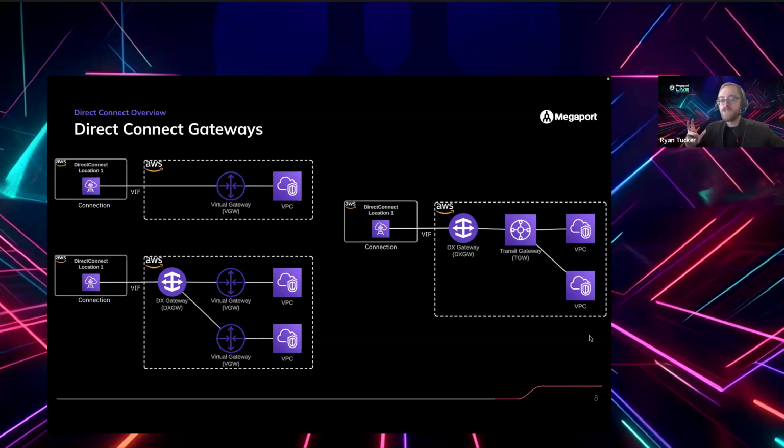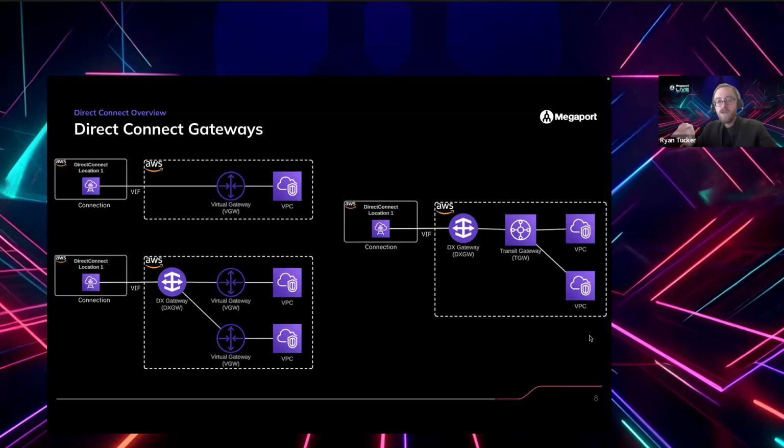So AWS introduced another service, which is Transit Gateway. Transit Gateway basically can sit between VPCs, and it does allow routing between VPCs. And the other thing it allows is up to 5,000 VPCs to be attached to it.